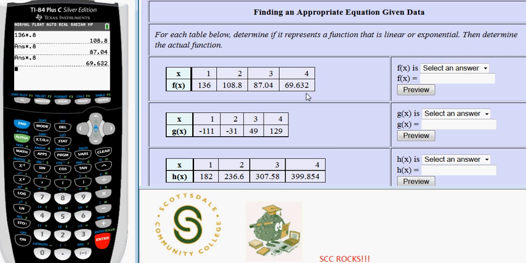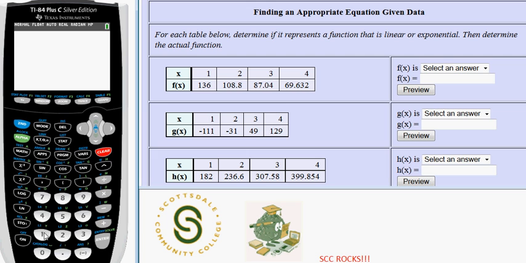So this is definitely exponential. There's a constant multiplier, and that would be the value of b. So now I know that b is 0.8, but if I'm going to write the equation, I also have to know what a is. A is what you get out when you plug in zero, so I'm going to have to work backwards. If going to the right in the chart is multiplied by 0.8, going to the left would be dividing by 0.8.